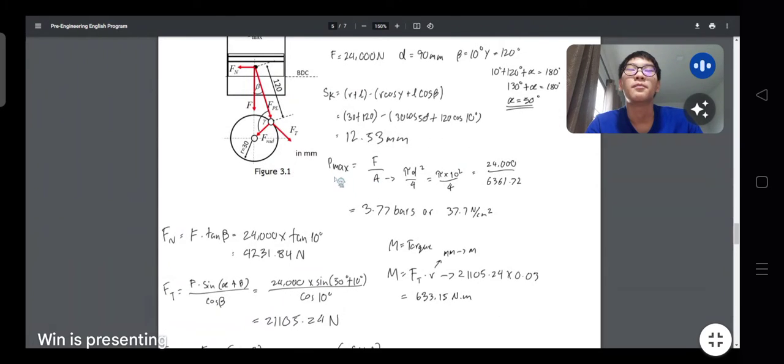P max or burst pressure is equal to F divided by A. A is equal to pi times D squared divided by 4. Put the numbers together and we will get 6,361.72. F is equal to 24,000. Divide that and you will get 3.77 bars or 37.7 newtons per centimeter square.